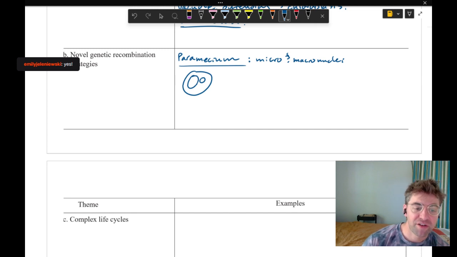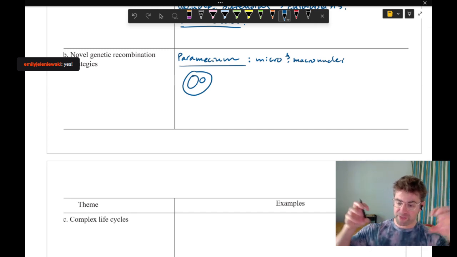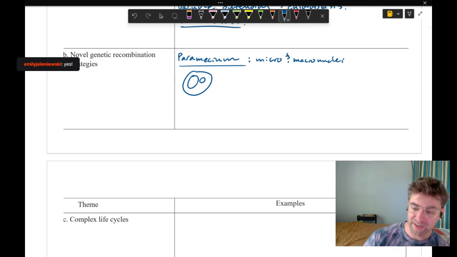And the micronuclei function in sexual recombination and reproduction. So two paramecium get together and their micronuclei interact and form new paramecium. The macronuclei function in growth, maintenance, and asexual reproduction. So it's kind of this interesting compartmentalization of genetic material.